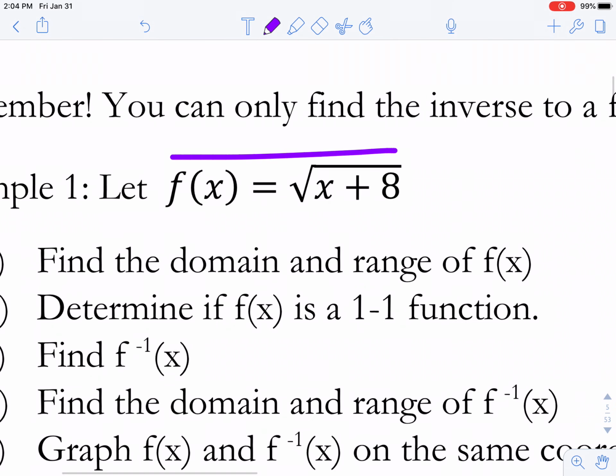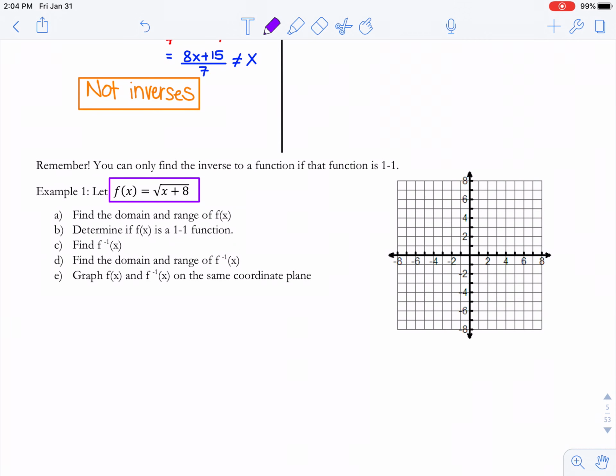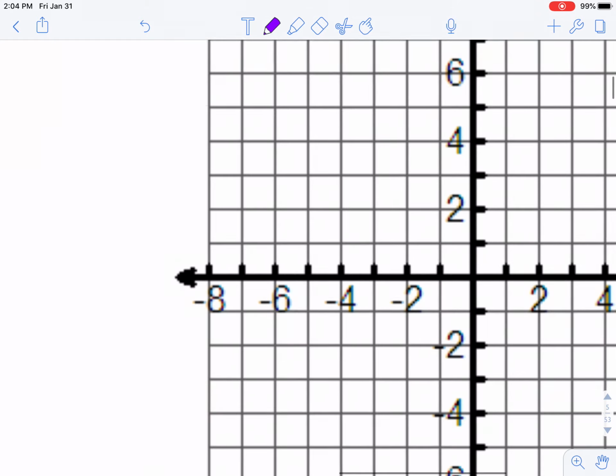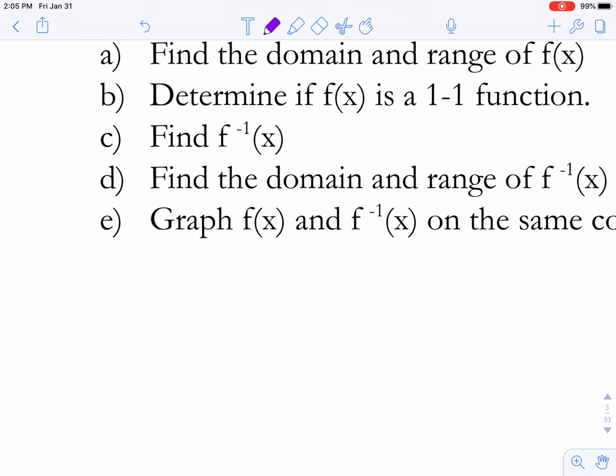So f of x is this function, square root of x plus 8. Now, because we've done this first semester, we know that that is a square root function that's been shifted left 8, meaning it starts at -8, and then if you guys remember your quick points, looks something a little bit like this. Okay, now I can see the domain and range very clearly just from looking at the graph, but there's another way to find the domain and range.